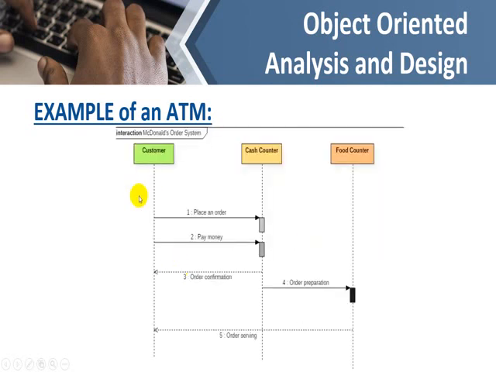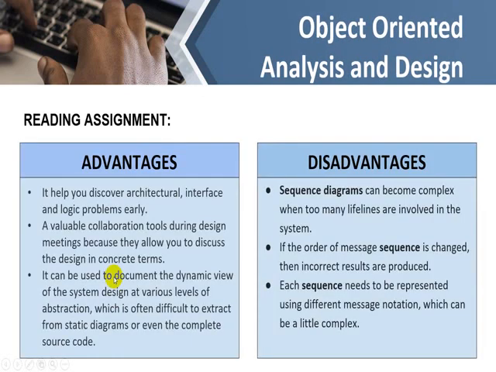Here is another ATM example, and it is not the ATM example, it is a McDonald's example. The customer places an order, the customer pays money, then the cash counter gives the order confirmation, and the cash counter sends the order preparation request to the food counter. And then the food counter provides the food to the customer. This is another example. So this is another reading assignment.